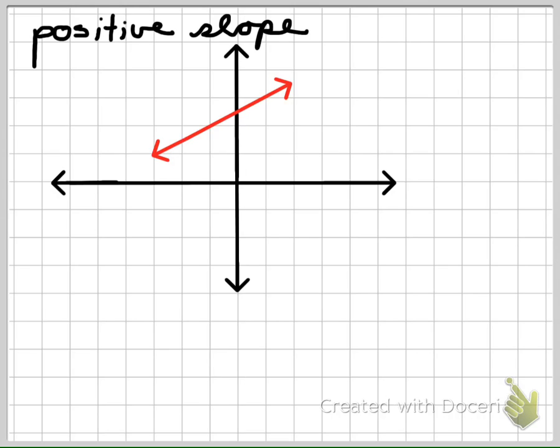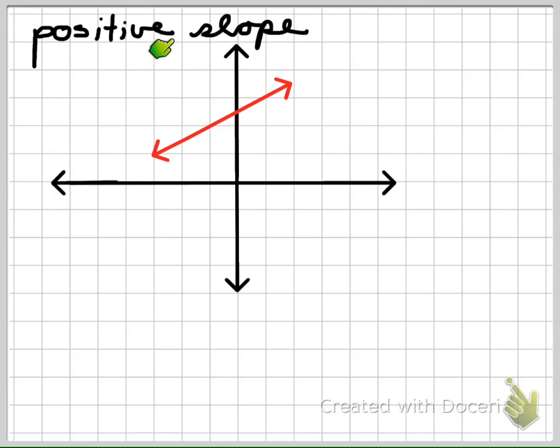Positive slope lines: if you look at the graph and you start at the left over here and you go to the right, this line is rising. So from the left to the right, the line is rising up. That's why it has positive slope.